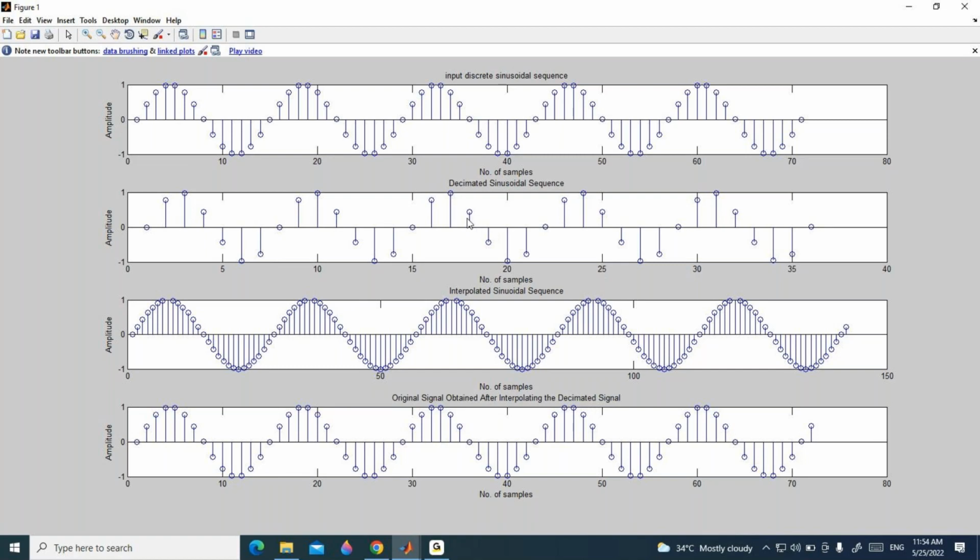Now if you observe the first plot, that is the original sequence, as well as the last plot, which indicates the sequence obtained by interpolation of the decimated signal, you can get the same sequence here. You can obtain the same original sequence.